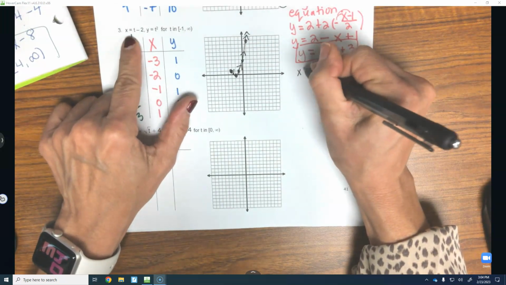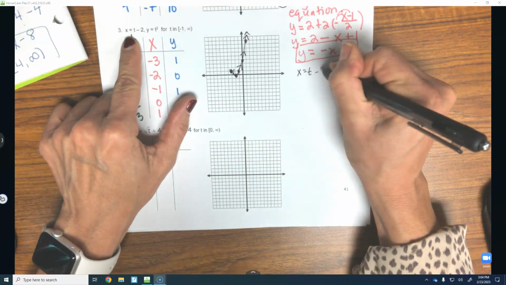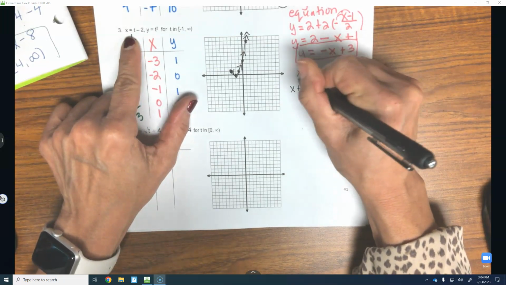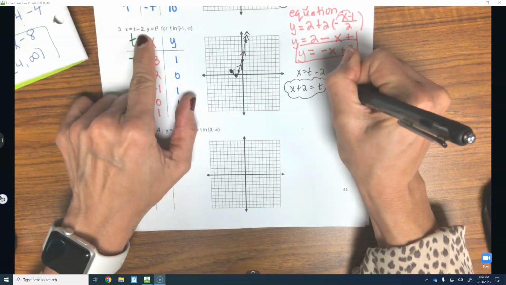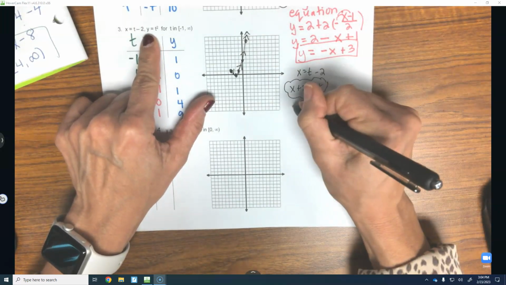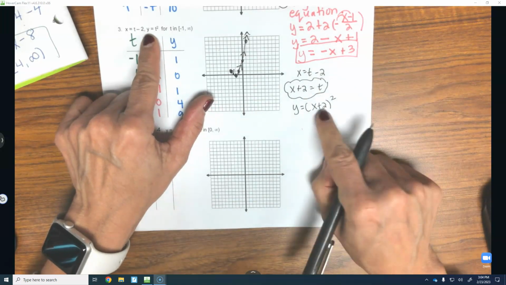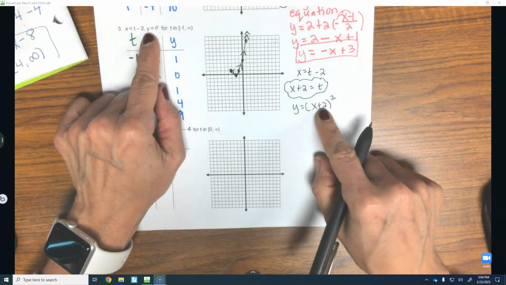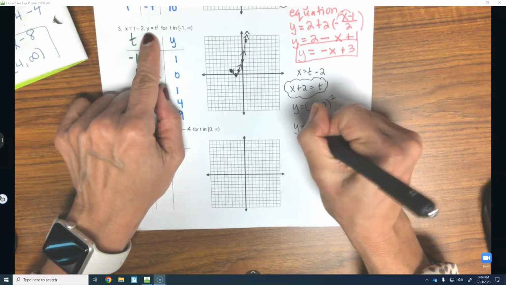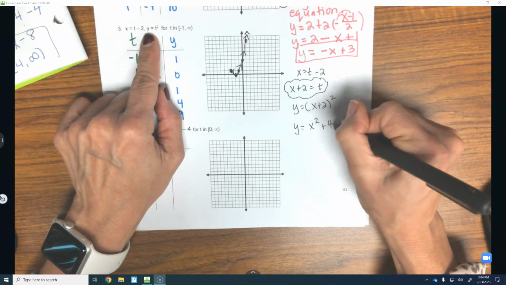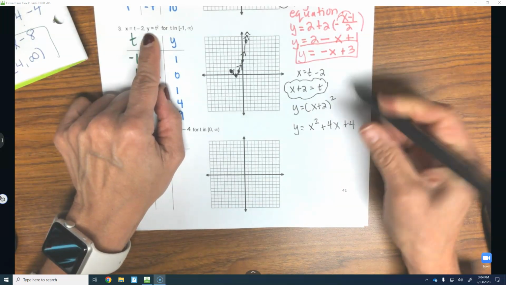All right, let's go ahead and find the rectangular equation. I'm going to take this, I'm going to solve for the letter t. So x plus 2 equals t. Then I'm going to drop this into the y equation. So y is going to equal x plus 2 squared. So remember, we're going to FOIL that out. That's a perfect square trinomial. So your rectangular equation is x squared plus 4x plus 4.